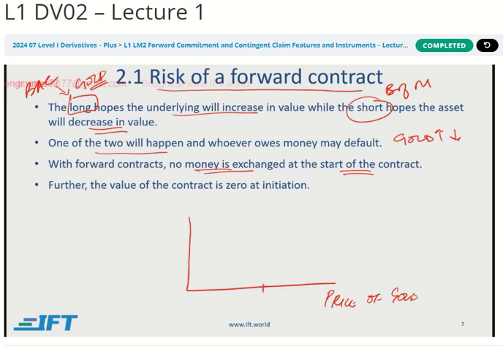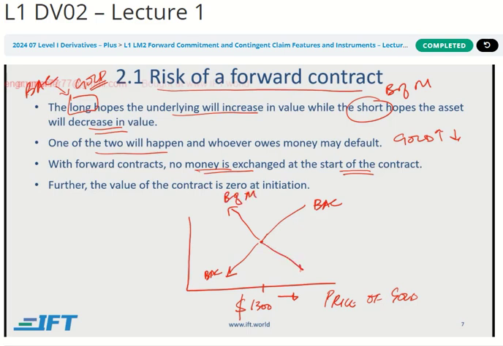And let's say at the start of the contract, the price of gold is $1,300. So we're starting from this point. And if, let's say, the price of gold goes up, then Bank of America will be going into profits. But if the price of gold goes down, then Bank of America will have a loss. And who will have a profit if it goes down? The Bank of Mexico will have a profit.